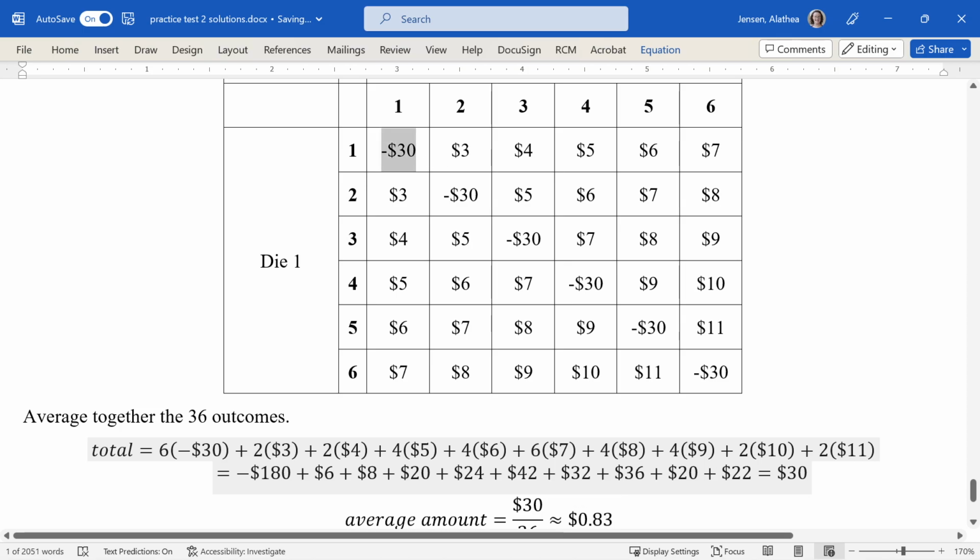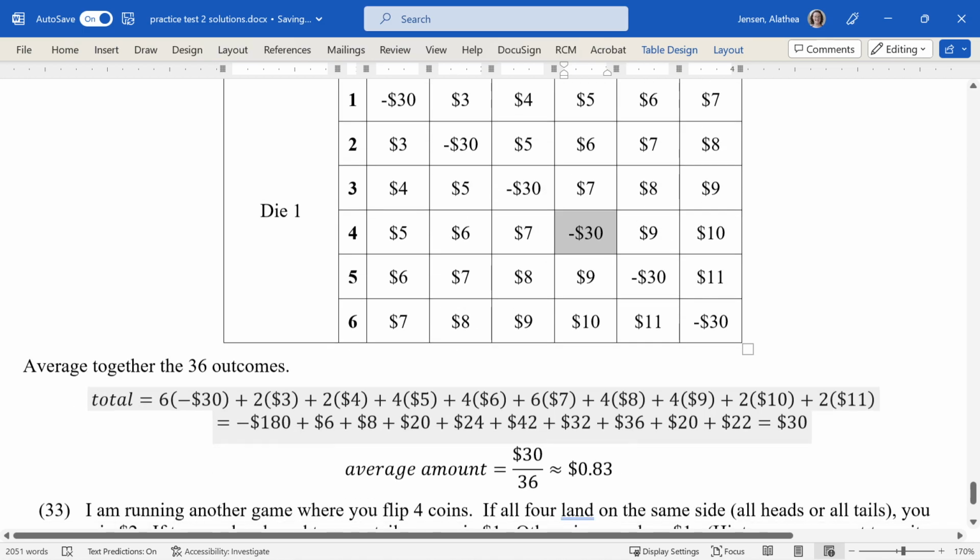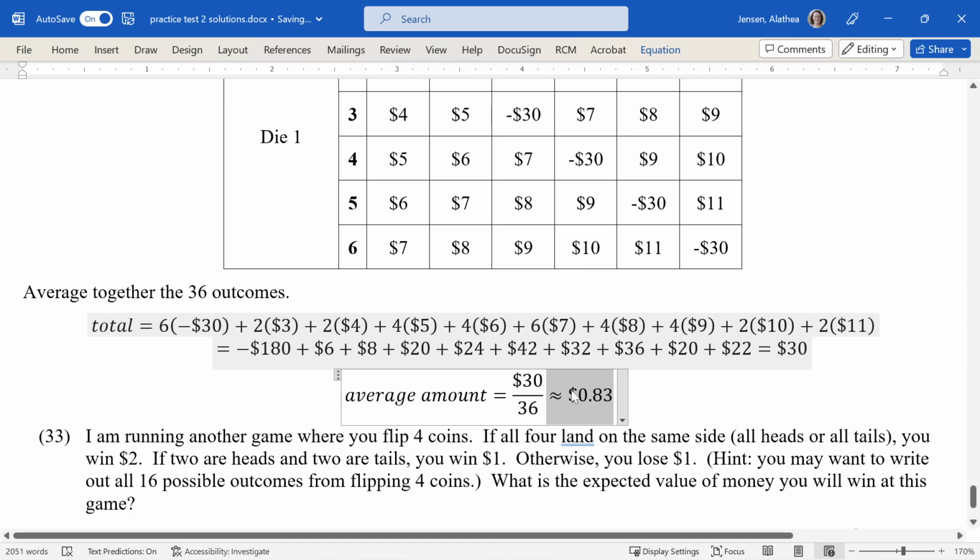You'll lose this $30 chunk of money 1/6 of the time, but the other 5/6 of the time, you're going to win these other amounts. And that's going to come out to actually a positive average.